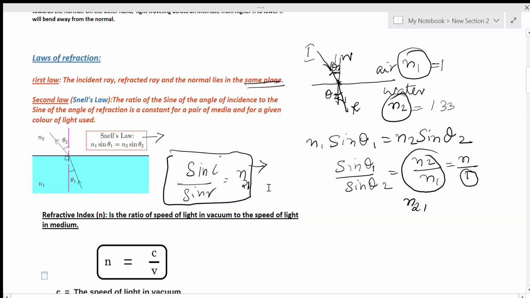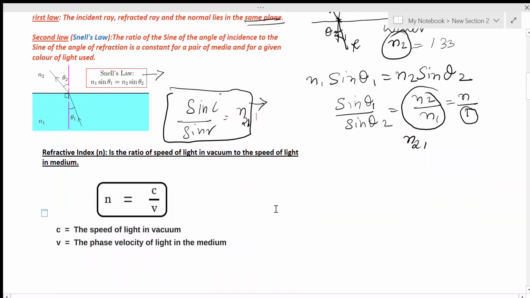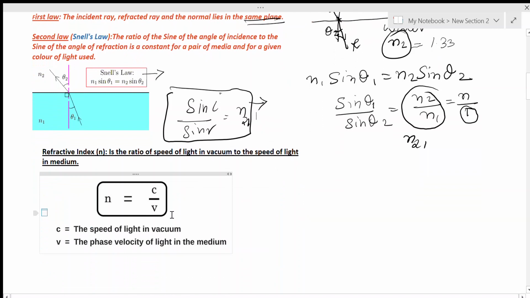Now, in terms of velocity of light, refractive index can be expressed as n equal to c by v. That is the absolute refractive index, n is equal to c by v, where c is the speed of light in vacuum and v is the velocity of light in a given medium. Now refractive index can also be written in terms of wavelength.